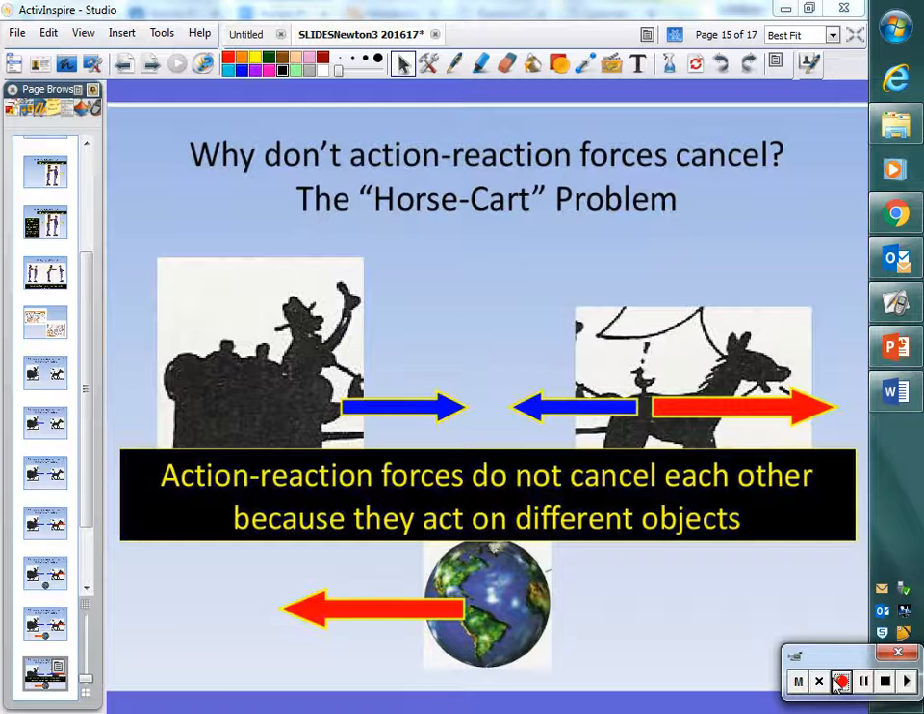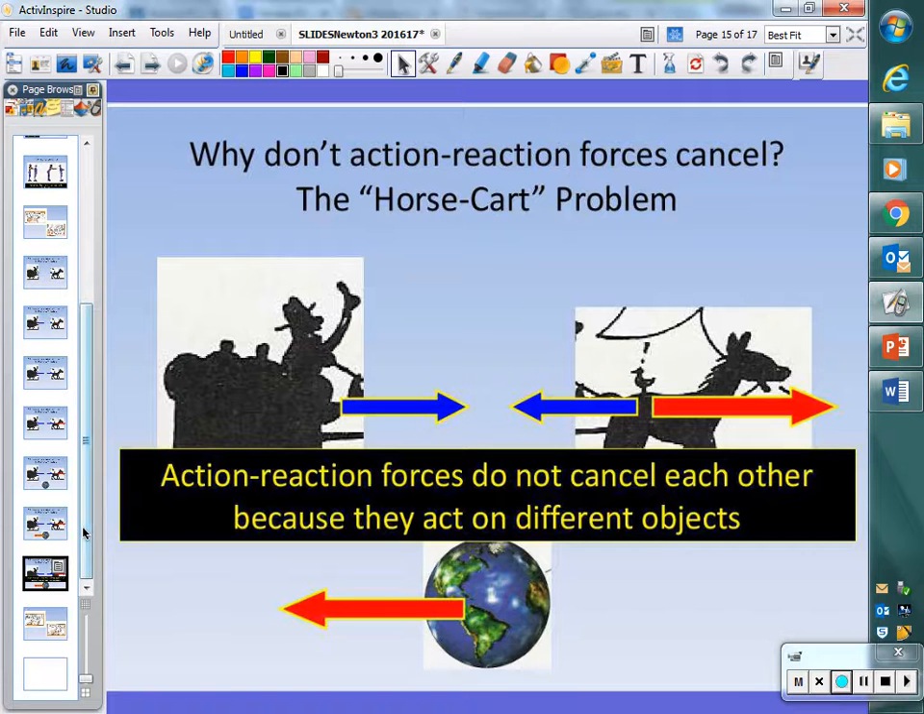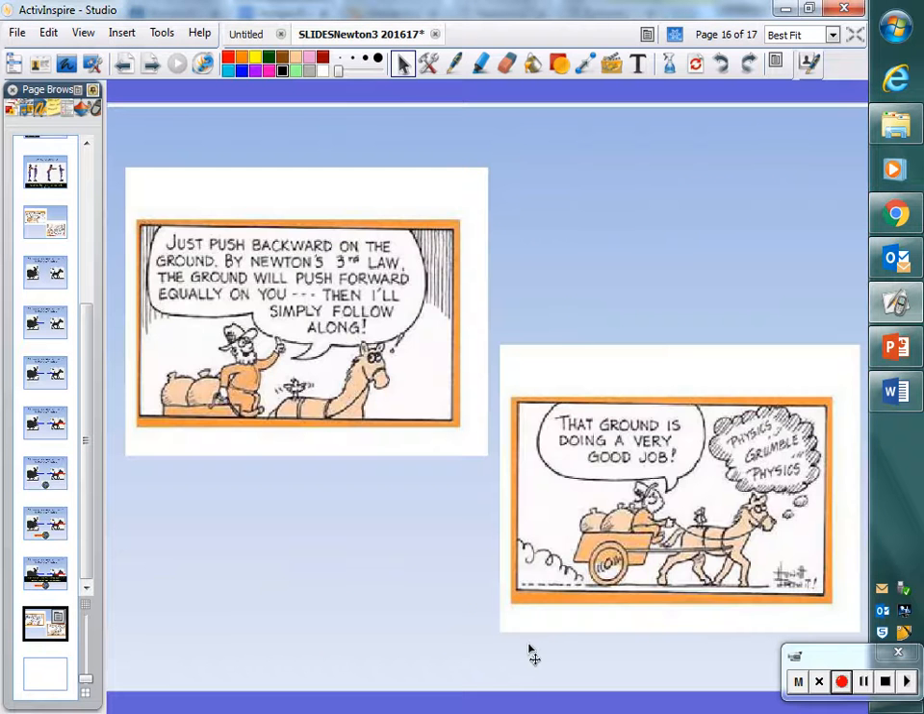All right. So to wrap this up, let's finish up the comic strip because the farmer throws some shade on the horse. It says here, the farmer goes, "No, wait a second. Easy, easy. Just push backwards on the ground. By Newton's third law, the ground will push forward equally on you, and I'll just simply follow along," which is what we showed in our arrows, right? And so the farmer taunts the horse, like, "Hey, this ground is doing a great job," because it's not the horse that's pushing him forward, it's the ground that's pushing him forward.